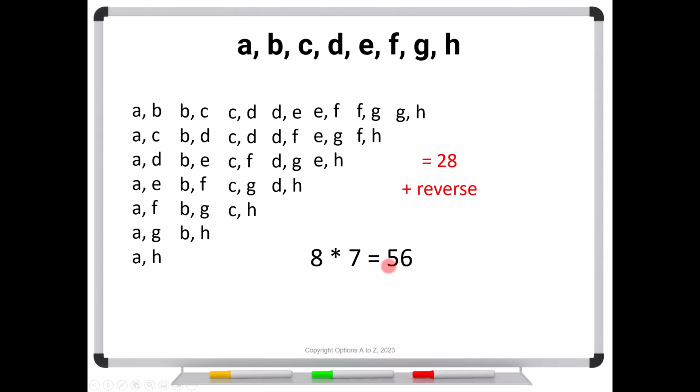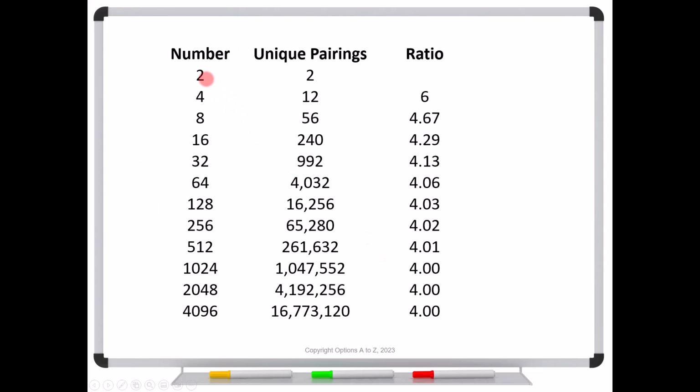Okay, so what's happening with these sets? Well, when we started with just 2 things, A and B, we had 2 unique pairings. When we double it to 4, we went to 12. We doubled again to 8, we go to 56. If we had done it again with 16, we would have 240. You can see that these start to multiply out fairly quickly. But take a look at the ratios. If we take 12 unique pairings when we had 4 things in our set versus 2, if we divide those out, we get 6.